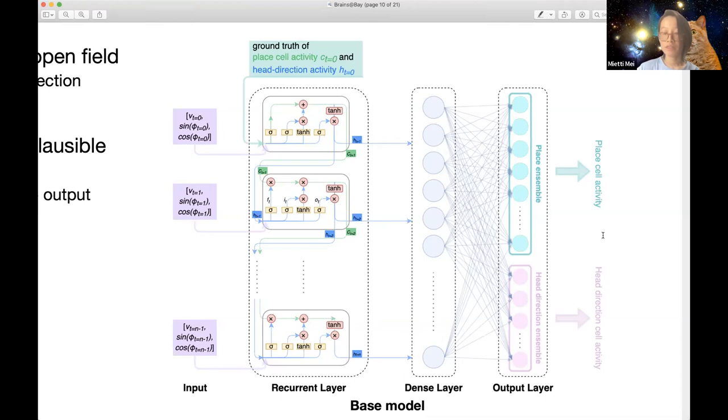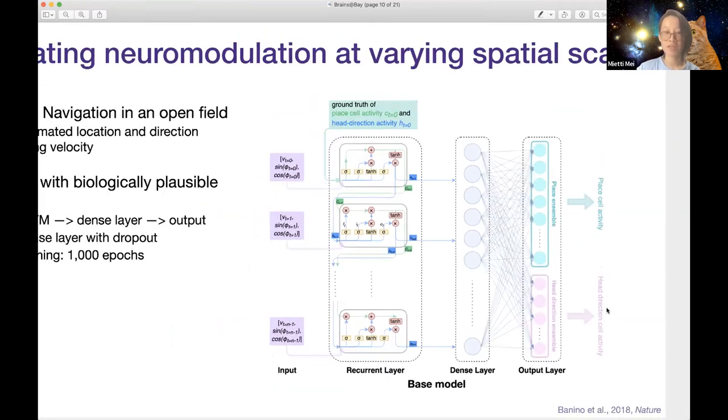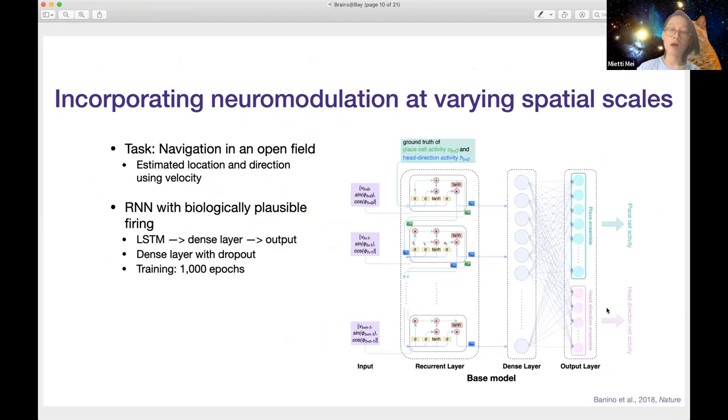Our goal in this task is to provide an understanding of how, based on the estimated location of the agent, the different cell types are faring. The loss in this study is the difference between the place cell activity and head direction cell activity, the predicted version and the actual version. So this is the task. We are training the model for a total of 1,000 epochs, and we use dropout, also a biologically intuitive term, of dropping certain neural connectivity at random to reduce memorizing the patterns.